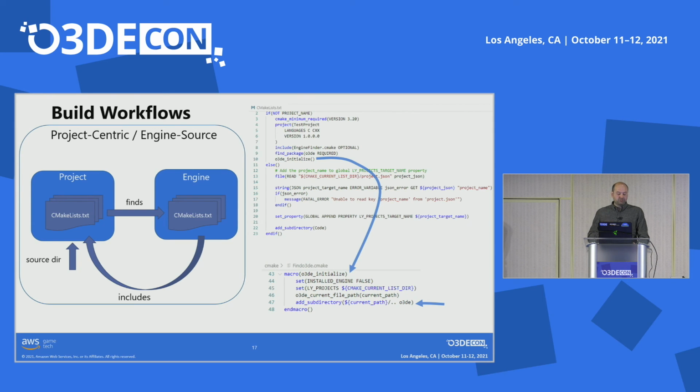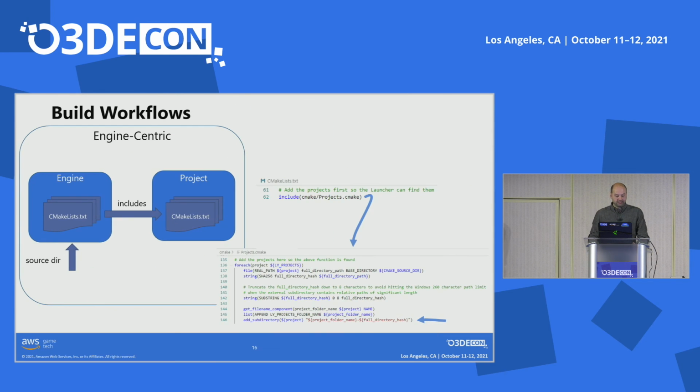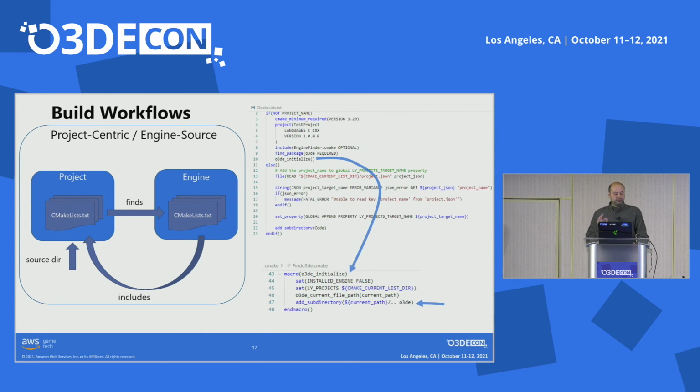And in the project-centric engine source workflow, when we said that the project finds the engine, that find is there on line 9 on the top right. And then that initialize is where it ends up including the engine. And then the engine including back the project, it's where we saw it in the previous slide there. And I talked about how we have an if-else in the project to avoid getting into a loop. And that is the if-else that you can see here in the top right.